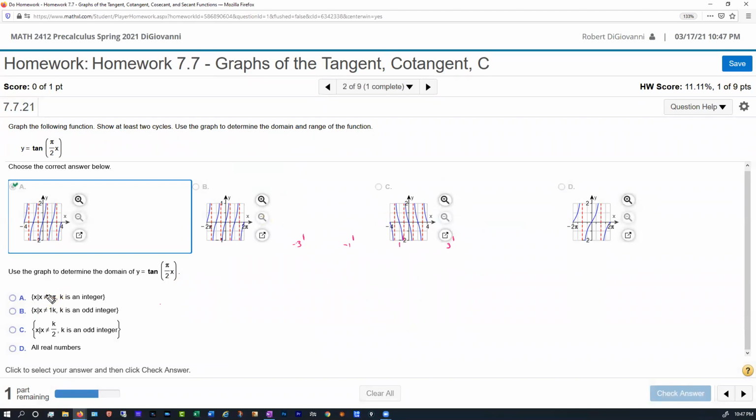They're all odd numbers. So here, this is not right. It's not k times pi, because that would be like pi, 2 pi, 3 pi. We don't want that, right? We want 1 times k, where k is an odd integer. So that would be like 1 times 1, 1 times 3, 1 times 5, 1 times 7. And then you could also do negative k. So 1 times negative 1, 1 times negative 3. So that should be it. And then that's not it because that's a fraction and it's not all real numbers because we definitely have vertical asymptotes. So it's got to be B here.